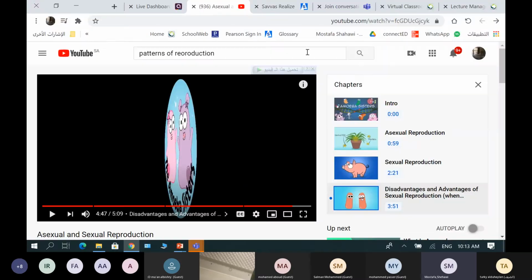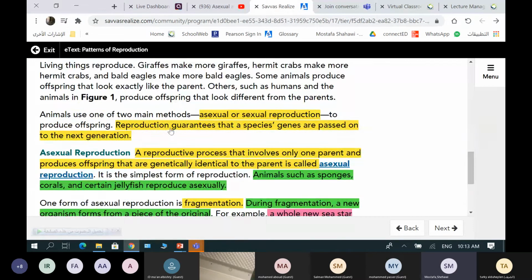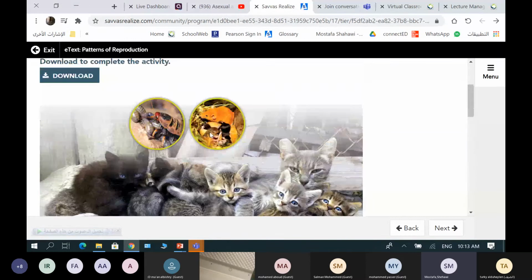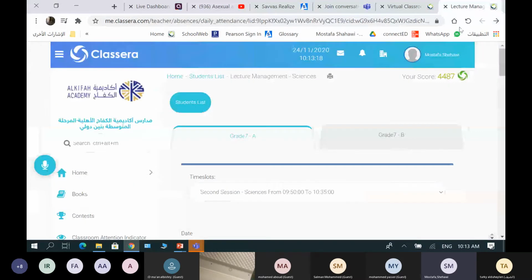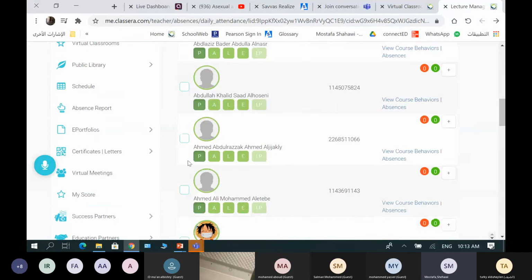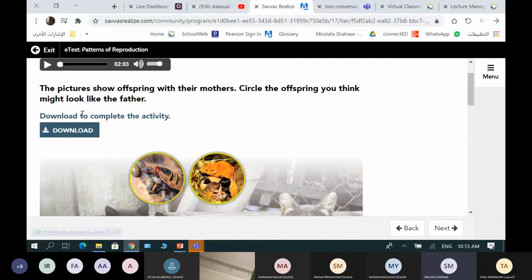Let's go to our book and start reading about this. We will have this question first. Let me pick someone to answer. Ahmed Abdel Razak. Okay, Ahmed, read this question. The picture shows offspring with their mothers. Circle the offspring you think might look like the father.